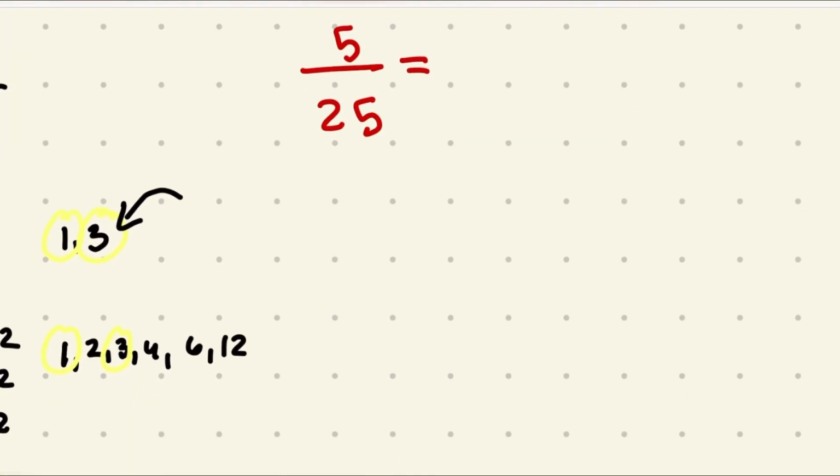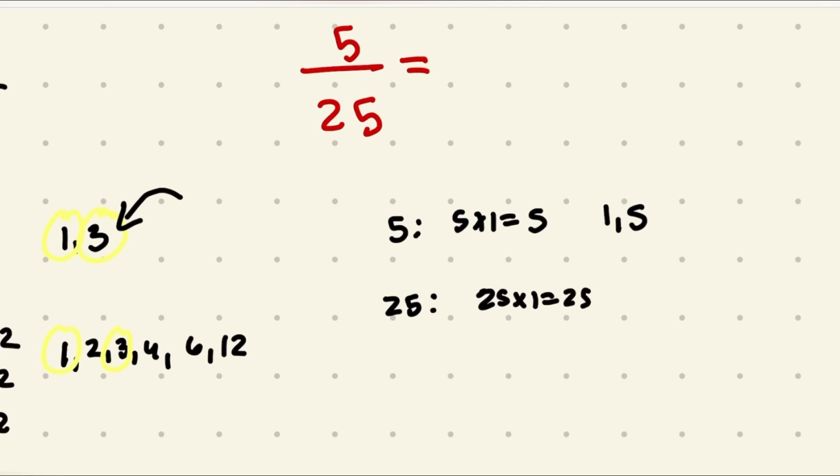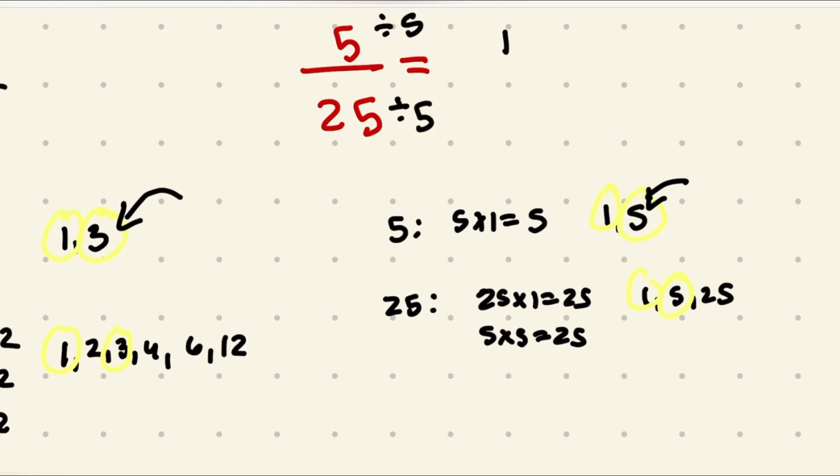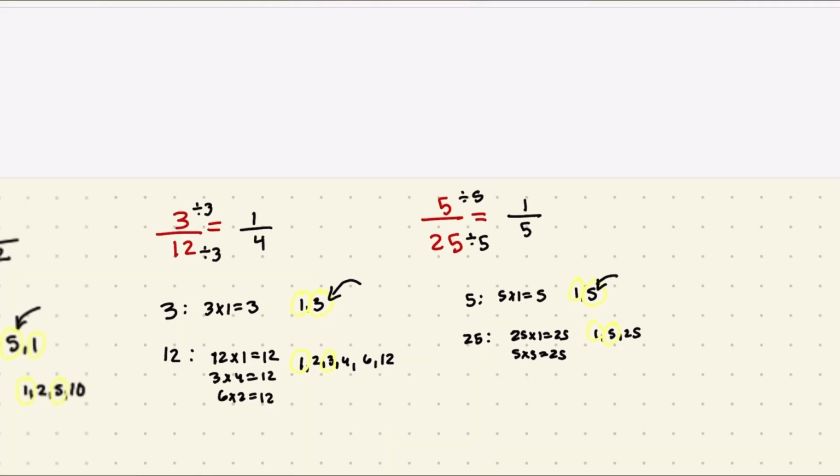5 over 25, same thing. Let's list out the individual factors of each. 5 times 1 is 5, making our factors 1 and 5. Here it would be 25 times 1 is 25, and 5 times 5 is 25, so 1, 5, 25. Okay, let's find the common factors, 1 and 5, and which one would be the greatest out of the two? That's 5, so we have to divide by 5, and that makes our final fraction 1 over 5. So that is basically it.